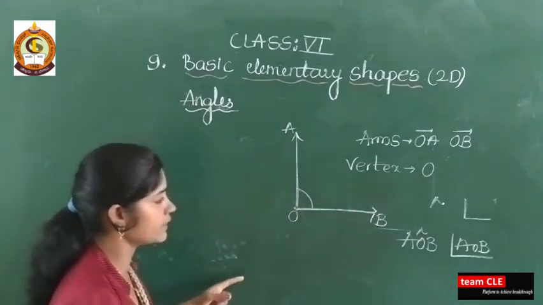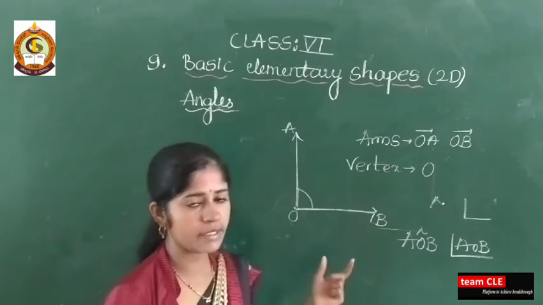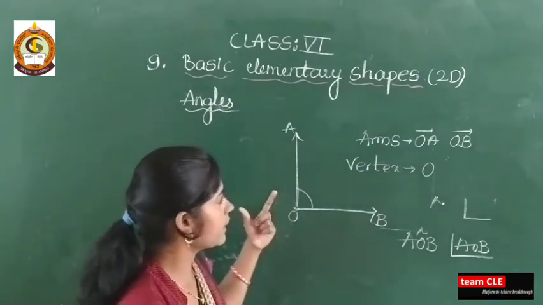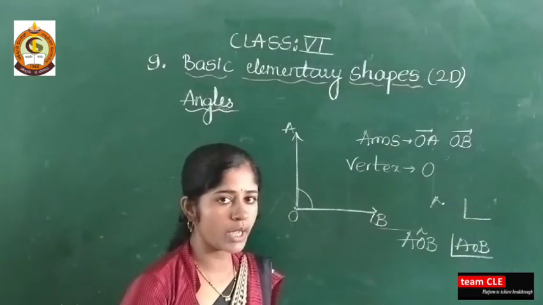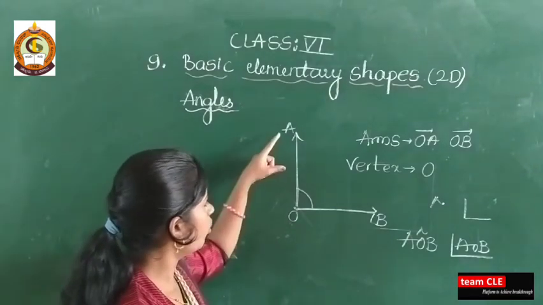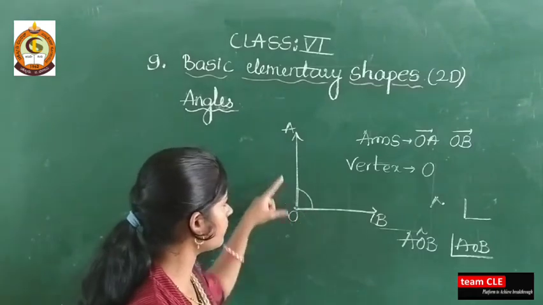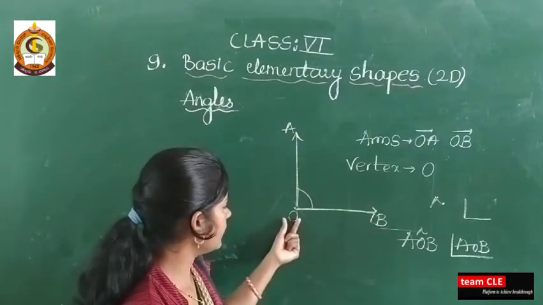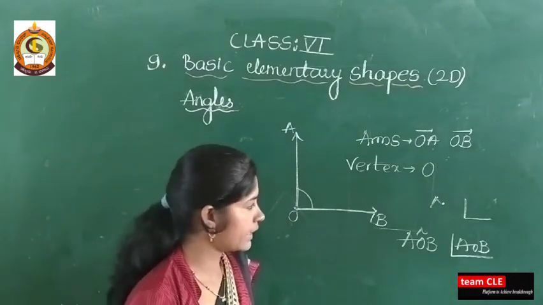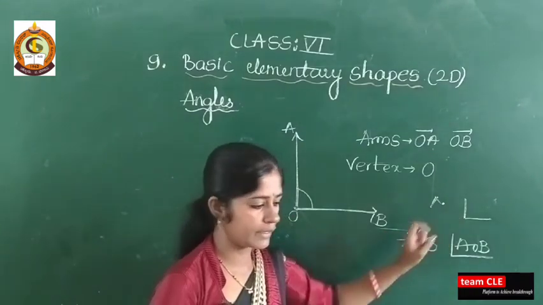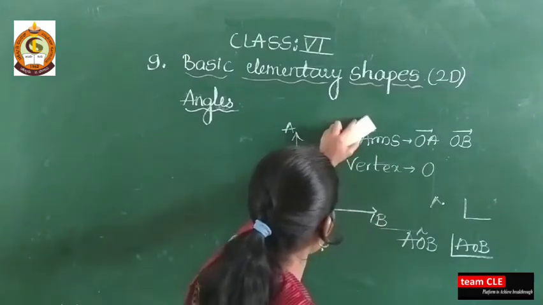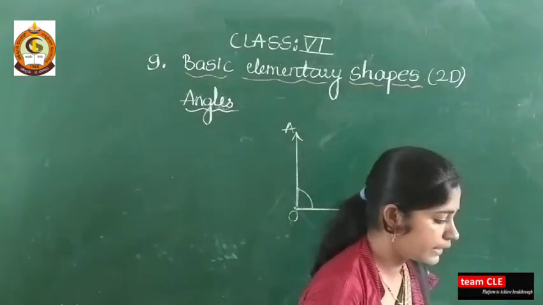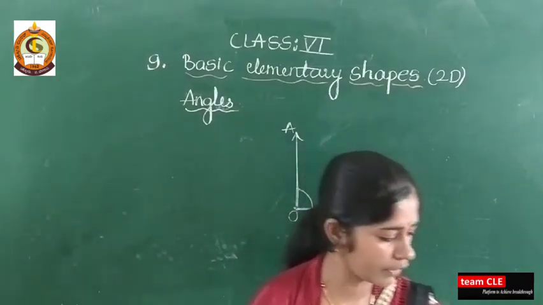When 2 rays meet at a point, the figure formed, for that we are calling angle. Here how many angles are formed? Only one angle has formed, and here 2 arms are there, OA and OB, and this meeting point we are calling vertex, and this is the symbol of angle. So let us learn about the interior and exterior of an object.